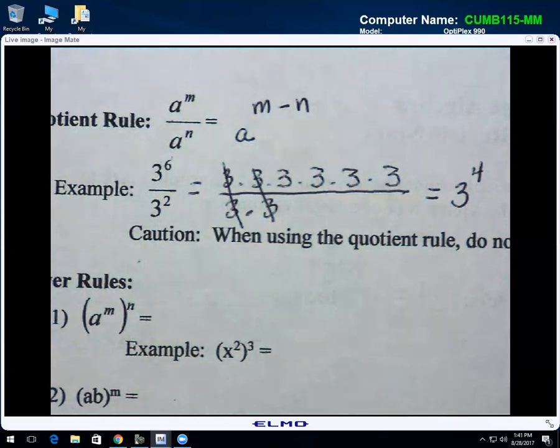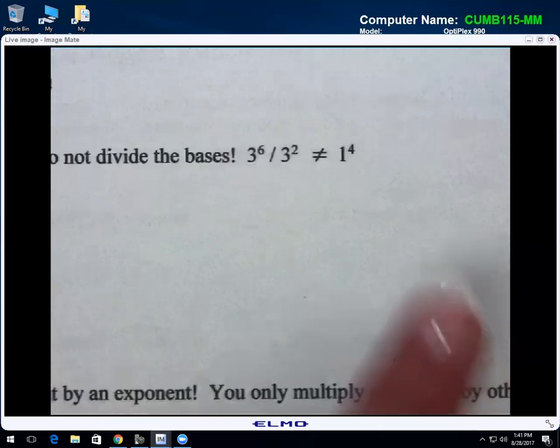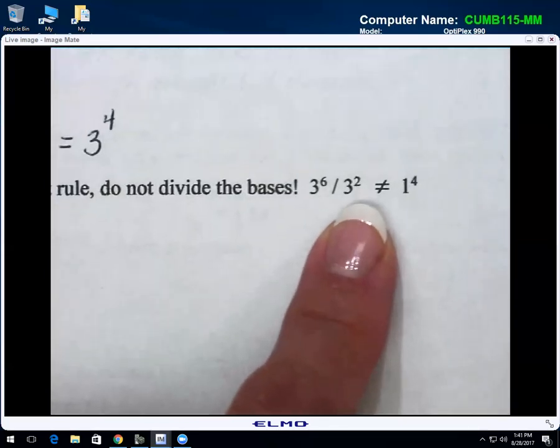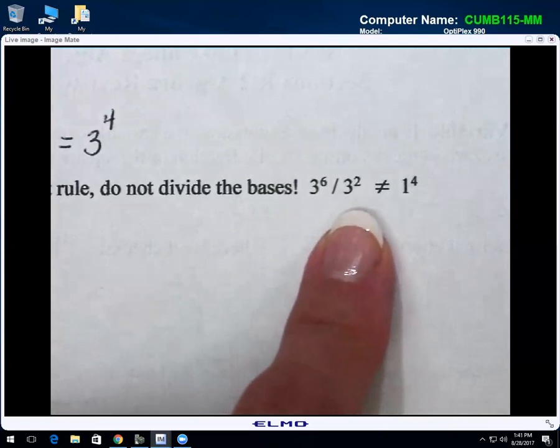And you have the same caution here that we did with the product rule. Don't divide the bases. We weren't left with 4 1s, we were left with 4 3s. So don't divide the bases. Just subtract the bottom exponent from the top exponent.